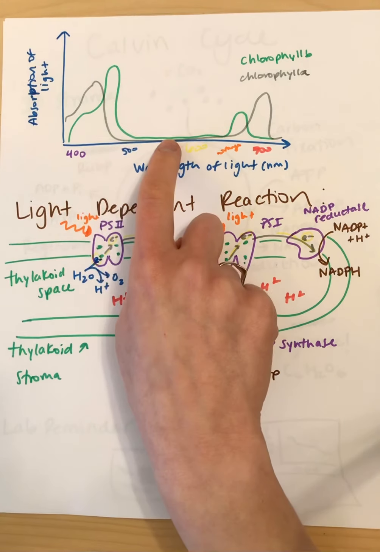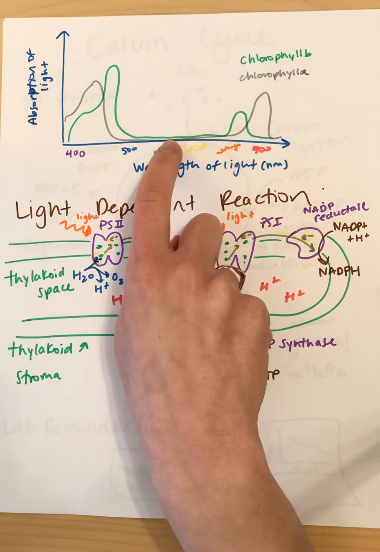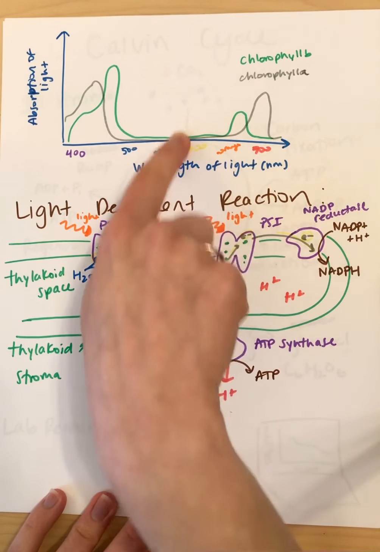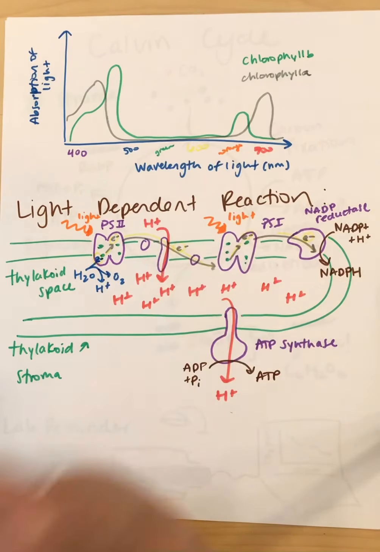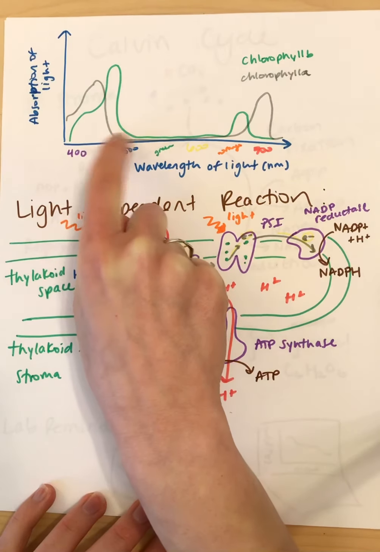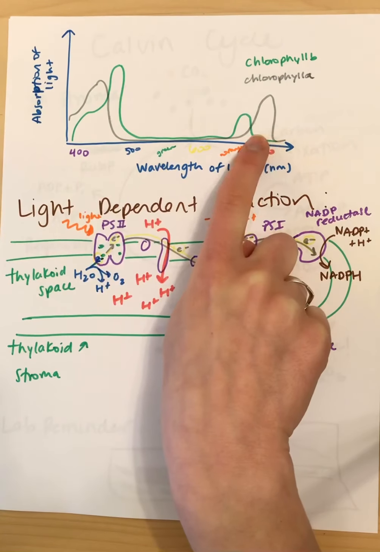So hopefully you got green, right? Chlorophyll is green, and the reason is the green light is reflected to our eyes, so we see chlorophyll as green. That's why we see plants as green. So the light that's actually being absorbed in the light-dependent reaction is more in the purple, blue, and red spectrum.